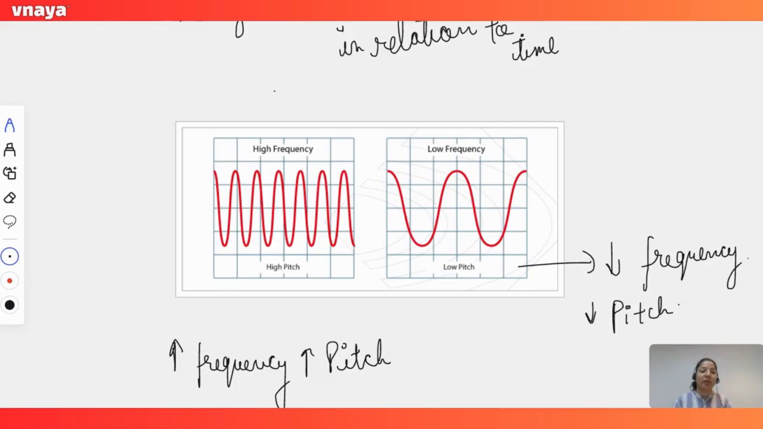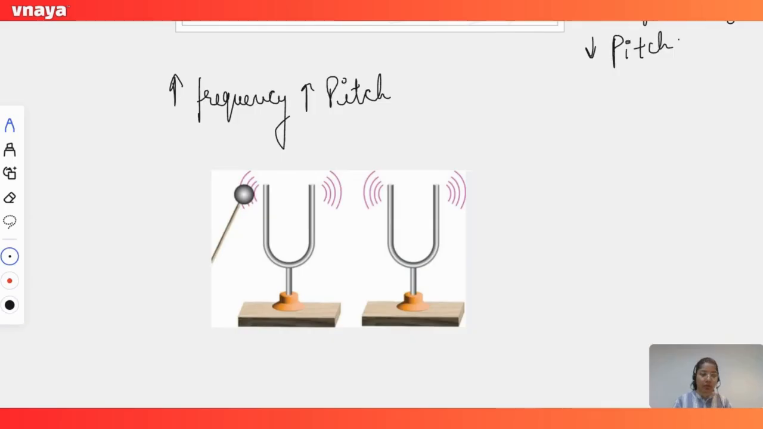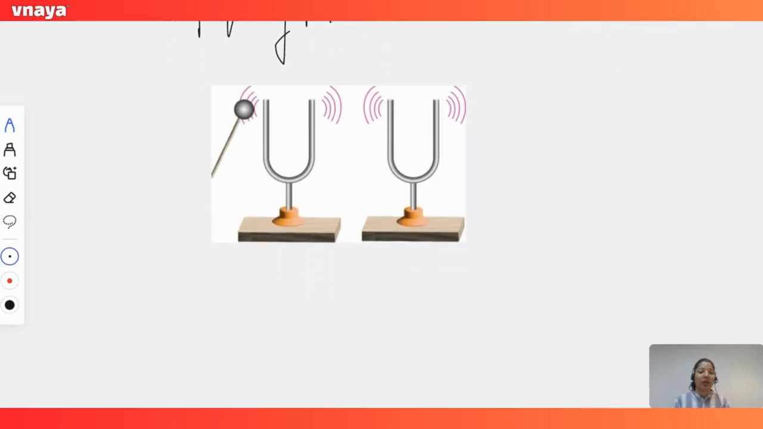Now take the example of the tuning fork over here. The more pressure you apply when you strike the tuning fork with a stick, the more it is going to vibrate. And if you pick up the tuning fork very smoothly, with very little force, the less sound it is going to make. So we can say pitch is just how high or low a sound is.